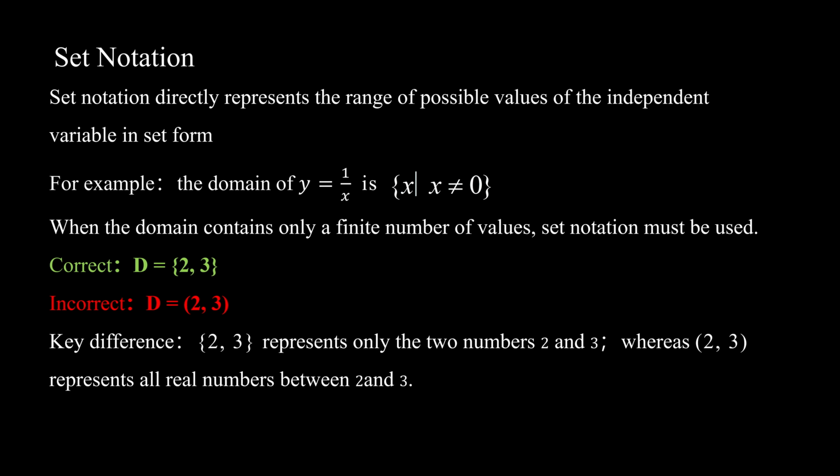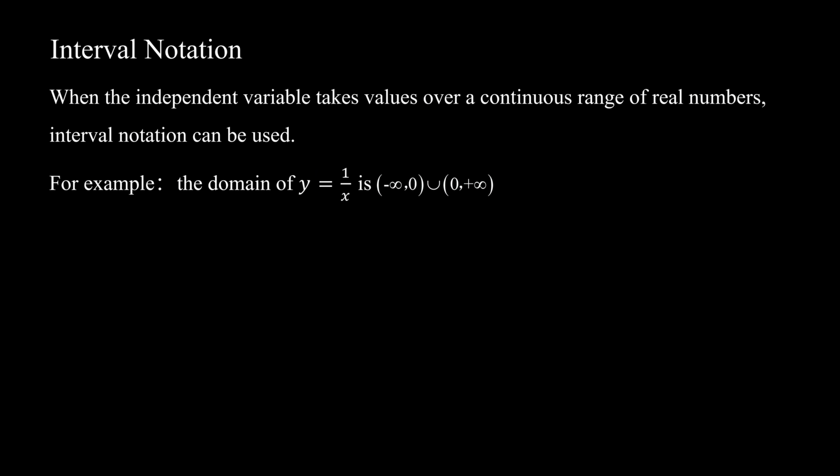This is because the open interval from 2 to 3 represents all real numbers strictly between 2 and 3. It does not represent only the two individual numbers, 2 and 3.